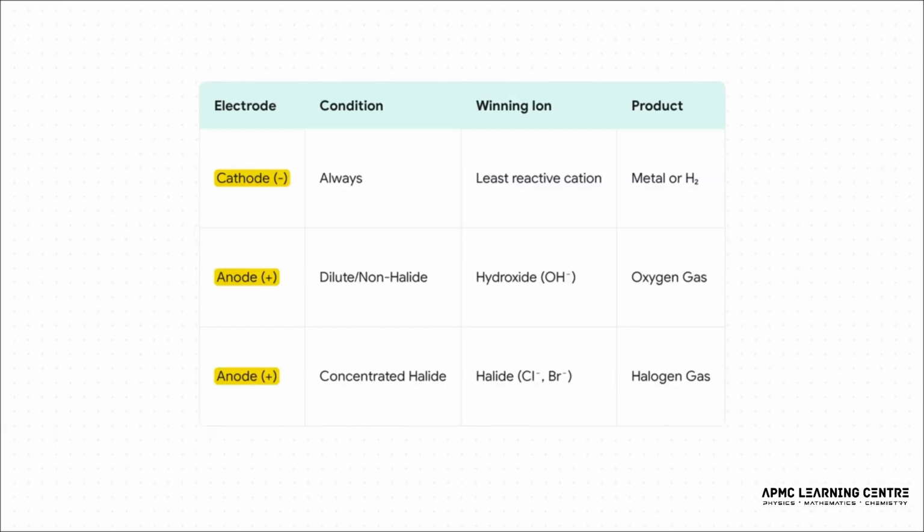All right, let's wrap all of this up into the ultimate cheat sheet. Seriously, screenshot this, write it down. This is your key. At the cathode, it's simple. The least reactive cation always wins, giving you either a metal or hydrogen. At the anode, you have one question to ask. Is it a concentrated halide? If the answer is yes, you get the halogen gas. If the answer is no, you get oxygen. That's it. That's the whole game.